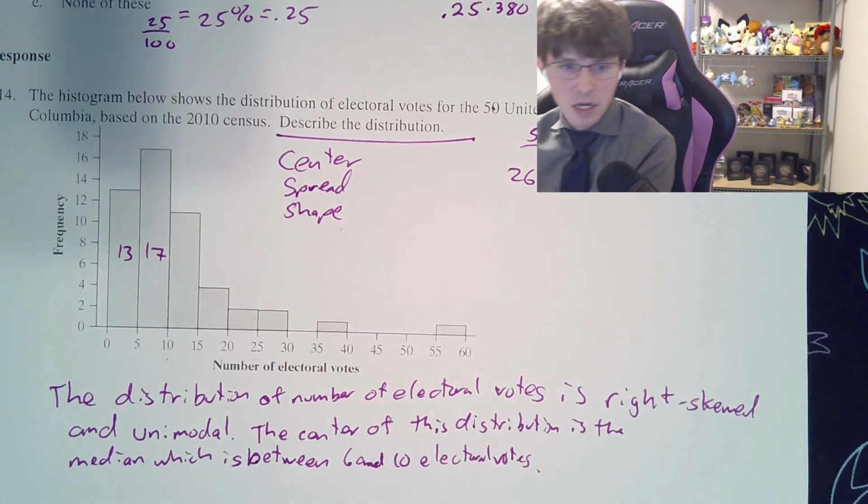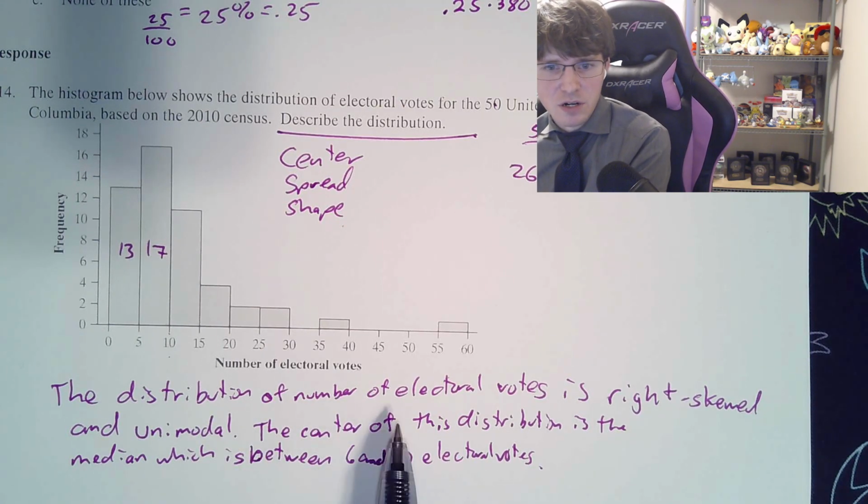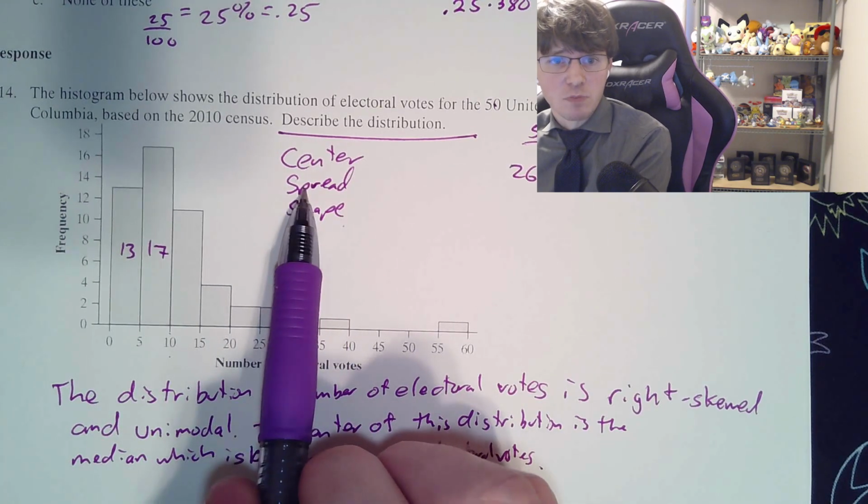Note how I use that word again, the context. They really want that. So the center of this distribution, see if you can read my handwriting, is the median, which is between 6 and 10 electoral votes. All right, so we have a sentence on our shape. We have the sentence on our center. Now we need to talk about the spread.